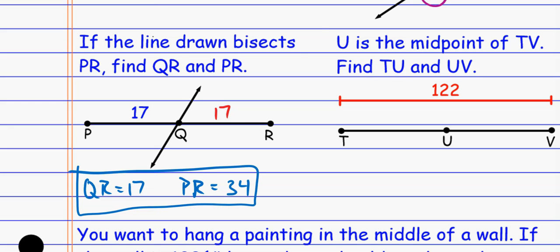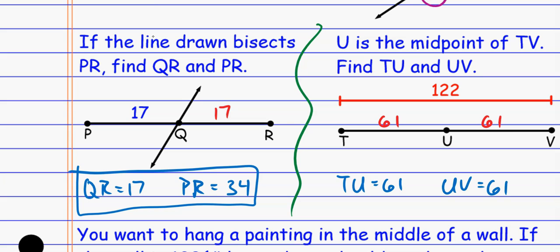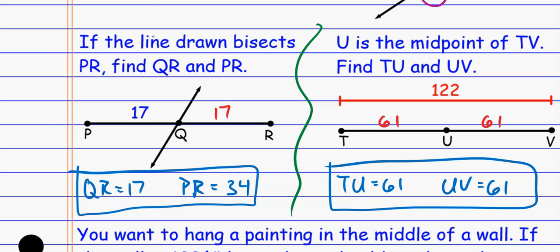If I look at the next one here, it says U is the midpoint of TV. Find TU and UV. So if U is the midpoint, the whole thing is 122. Well, if U is the midpoint, it gets split into two equal pieces, which means I really just divide that 122 in half. And if I do that, this one gives me a 61 and a 61. Okay? And once again, they have to be the same. They have to add up to the whole thing. So each of those is a 61. And that's it. Okay? The midpoint cuts the thing in half.